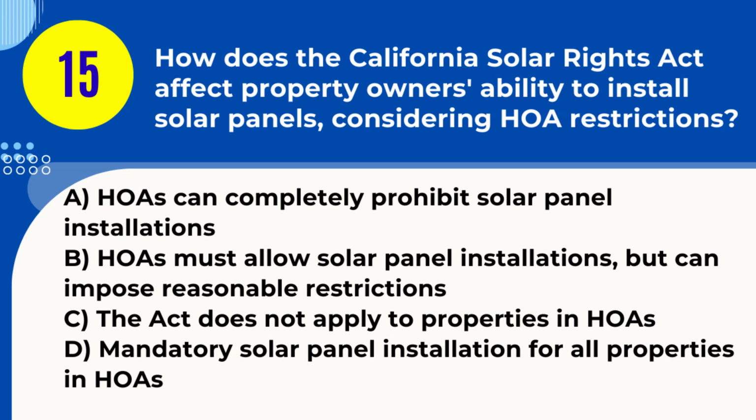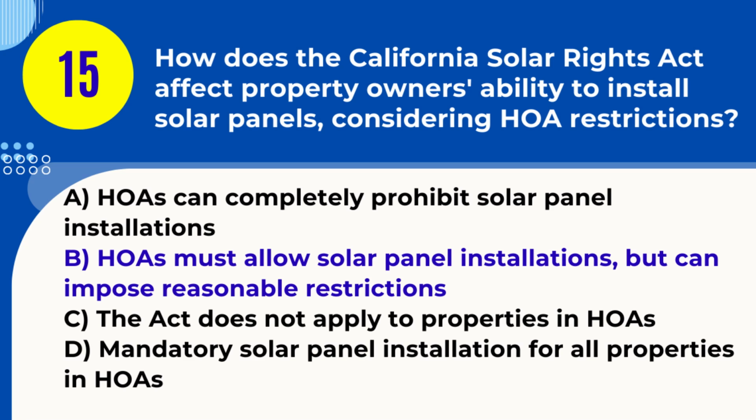Question 15. How does the California Solar Rights Act affect property owners' ability to install solar panels, considering HOA restrictions? A. HOAs can completely prohibit solar panel installations. B. HOAs must allow solar panel installations, but can impose reasonable restrictions. C. The Act does not apply to properties in HOAs. D. Mandatory solar panel installation for all properties in HOAs.